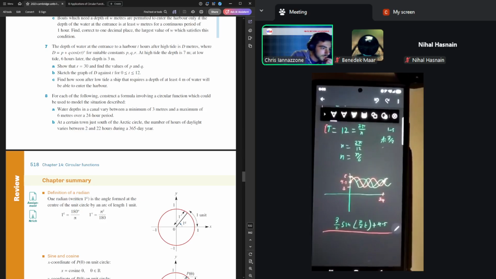Okay. Part B is the exact same thing, but this time doing hours of daylight. So this is one of the weird ones where you're getting time on both the y and the x-axis, where you've got hours of daylight on the y-axis, that's time, and you've got days of the year on the x-axis, which is also a time measurement.